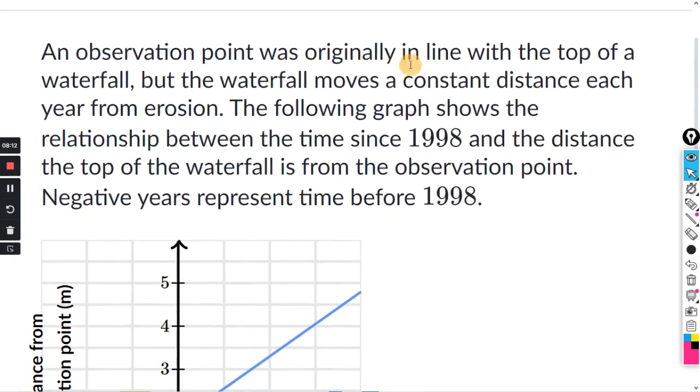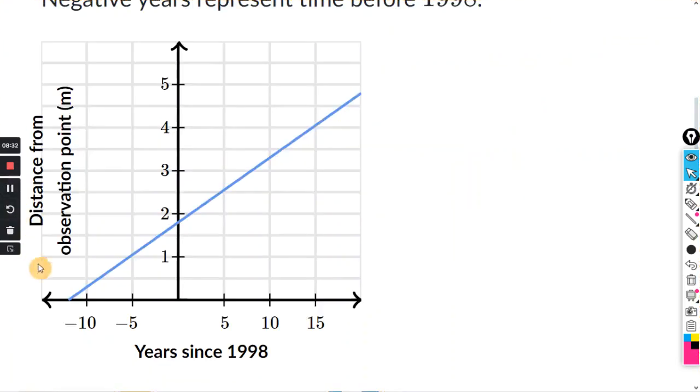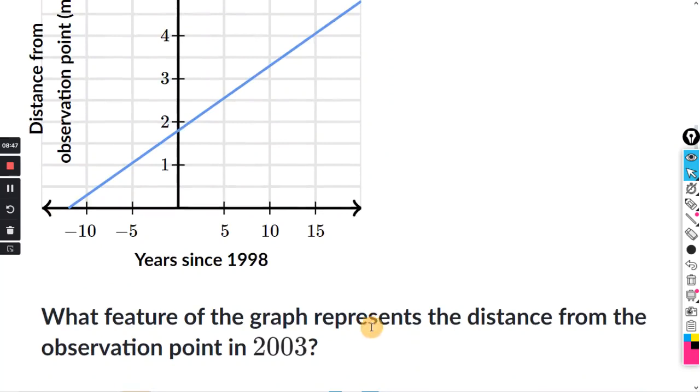An observation point was originally in line with the top of a waterfall, but the waterfall moves at a constant distance each year from erosion. The following graph shows the relationship between the time since 1998 and the distance the top of the waterfall is from the observation point. Negative years represents time before 1998. The x-axis is years since 1998, so obviously at point 0, that's going to be 1998. And the y-axis is the distance from the observation point. What feature of the graph represents the distance from the observation point in 2003?